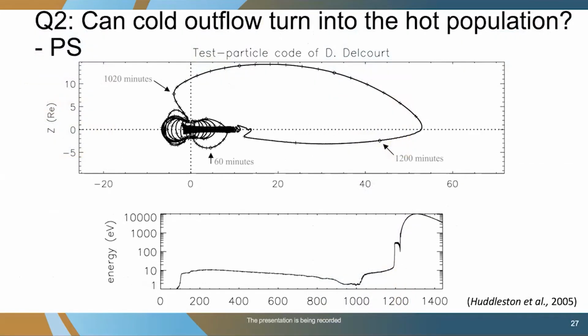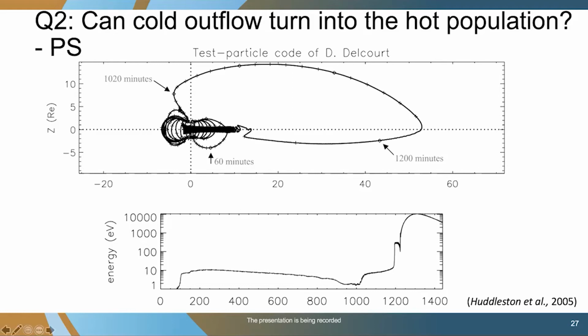So now I want to go to question two. We see that the ionosphere contributes a lot of the plasma, but this plasma that comes out of the ionosphere is cold initially. And so can this turn into the hot population? Rick Chappel talked about this a couple of weeks ago in this seminar, showing these test particle simulations from Matthew Huddleston's paper using Dominic Delcourt's test particle code.